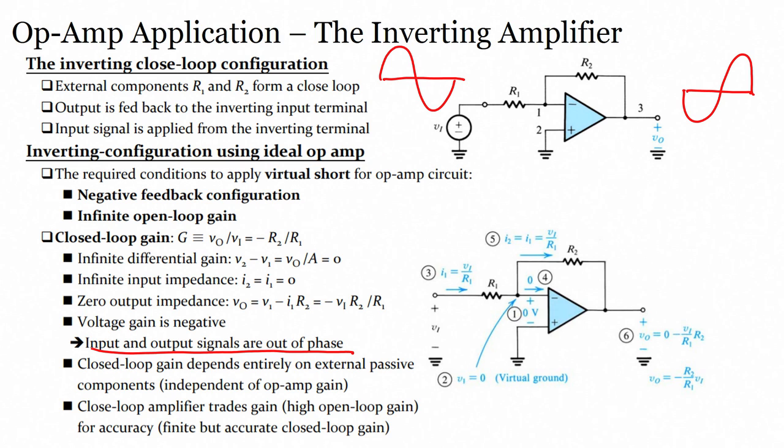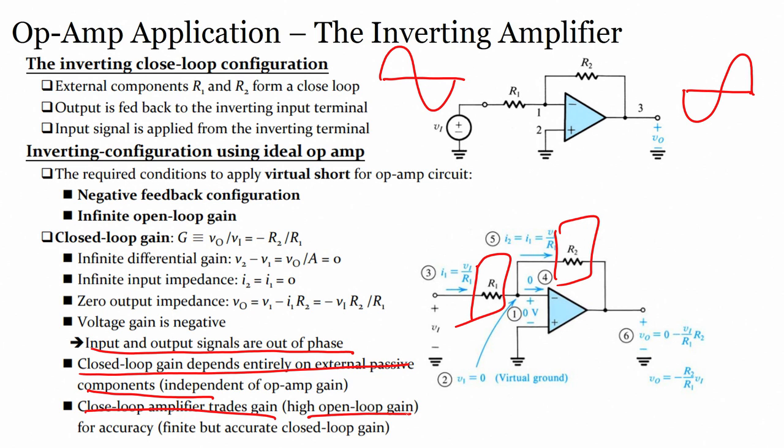Next, closed loop gain depends entirely on passive components, independent of the op amp. Why entirely passive components? You see, it depends on R2, it depends on R1, it does not depend on the operation amplifier. So, it completely relies on the passive components, alright. Next, closed loop amplifier trades high open loop gain for accuracy, finite but accurate closed loop gain. What does that mean?